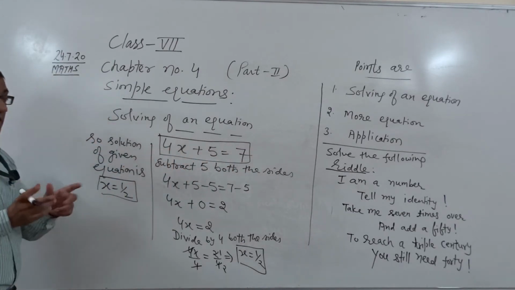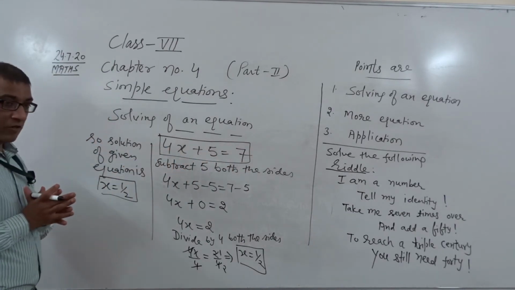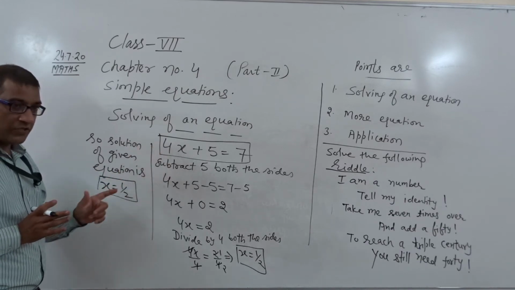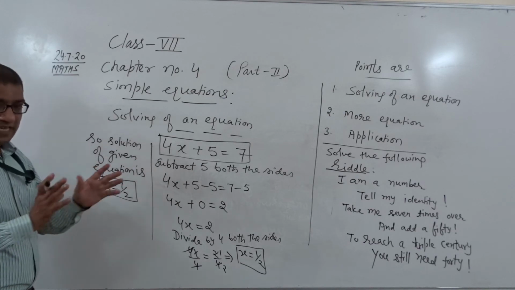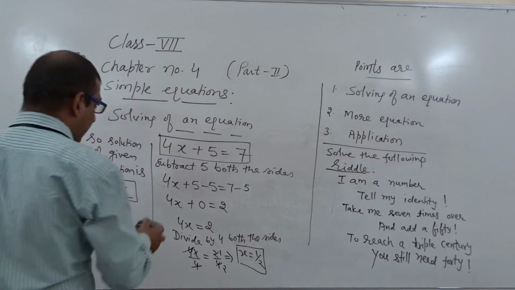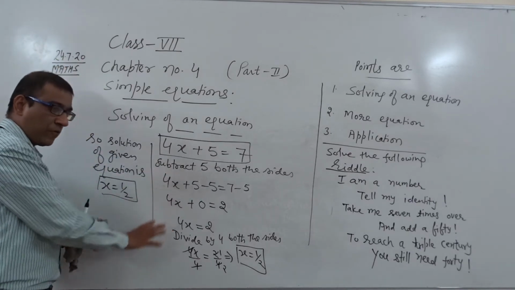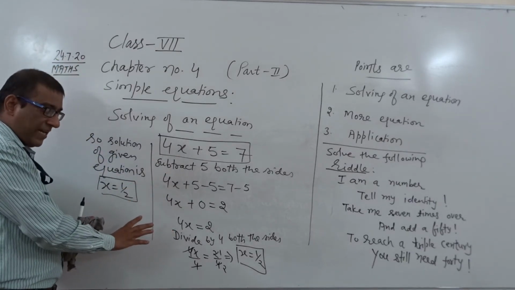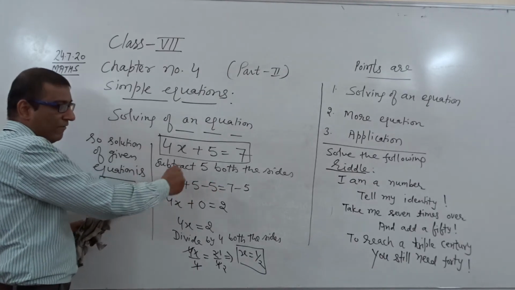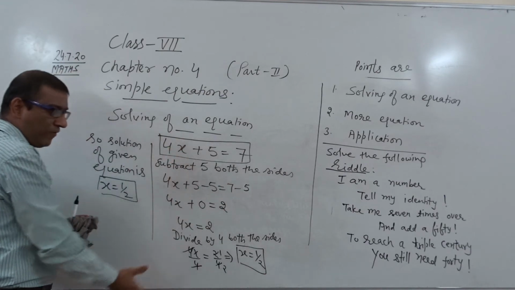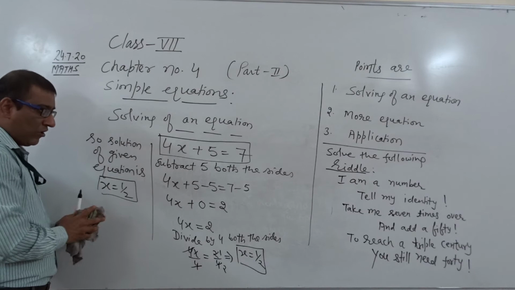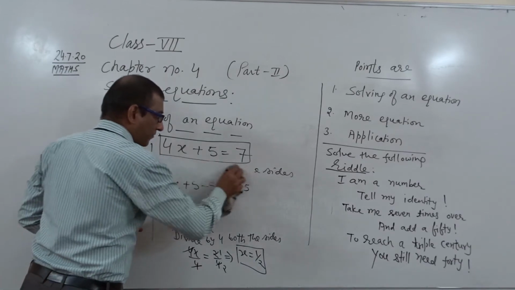Now if we want to check whether our answer is correct or not, how can we do that? We will put x equals 1 by 2 in the given equation. If LHS equals RHS, then we can say our solution or our answer is right. So how can we check it? So this is the procedure by one method. As per this method, you subtract 5 from both sides, the left hand side as well as the right hand side, and then you solve it. Now we will check if this x equals 1 by 2 is correct or not. So how can we check it?